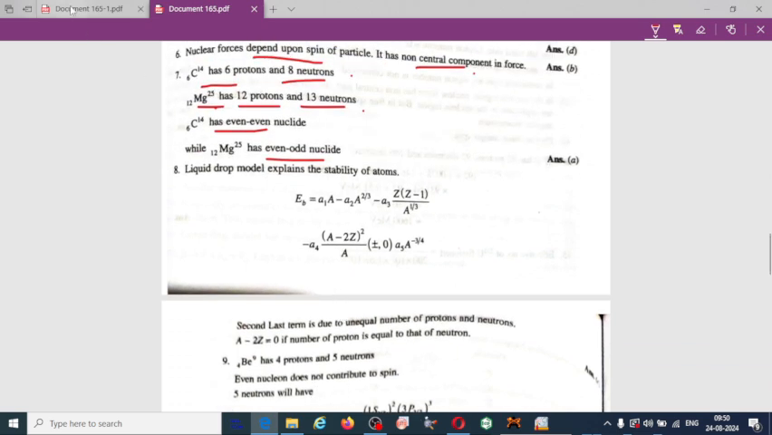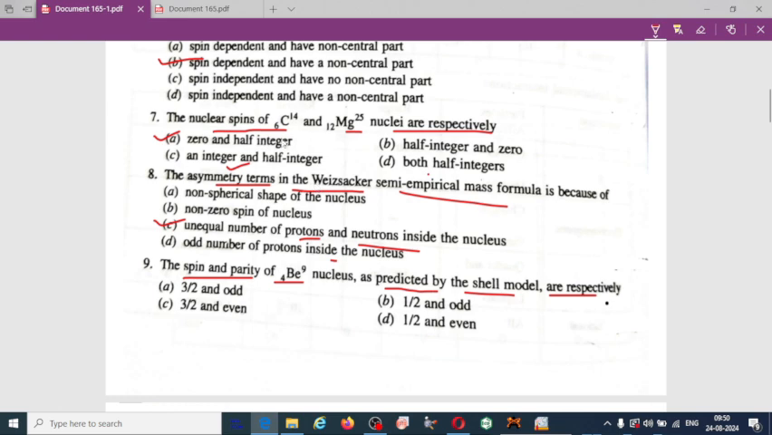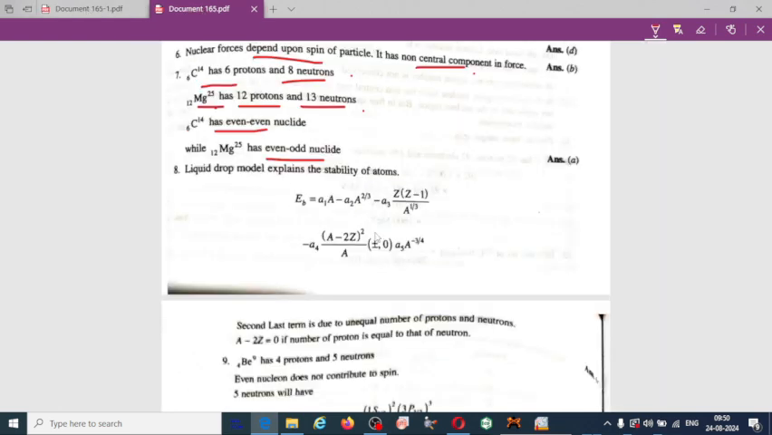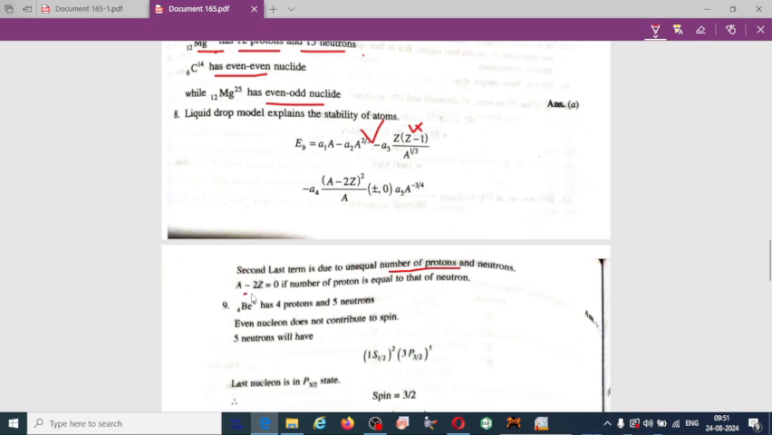So for the eighth question, the answer is the unequal number of protons and neutrons. The semi-empirical mass formula involves 5 terms. Among them, the asymmetric term involves unequal numbers of protons and neutrons. So the second term is for asymmetry, unequal number of protons and neutrons, where A minus 2Z is not equal to 0.